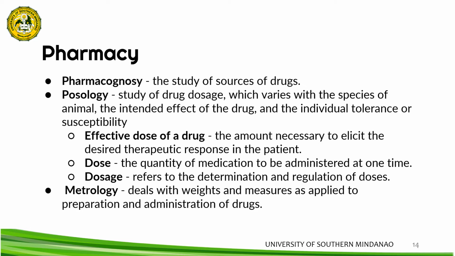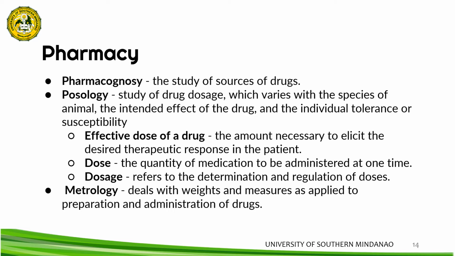We also have the intended effect of the drug. So for example, when a particular drug is intended to produce a therapeutic effect versus a drug that is intended to produce an effect that is below the therapeutic response. So of course, the dose of the drug will vary.